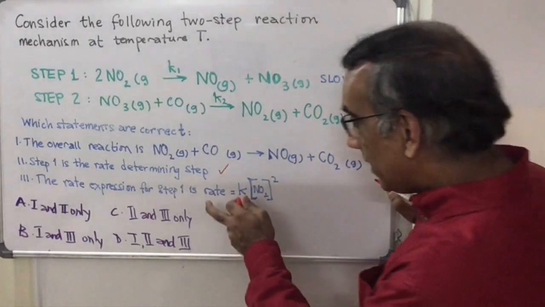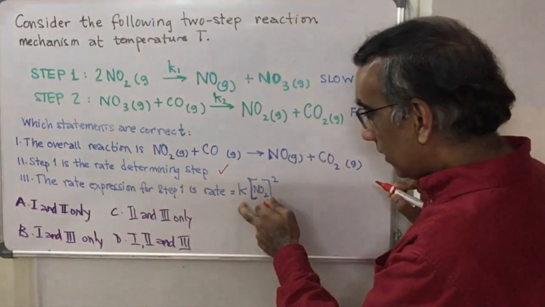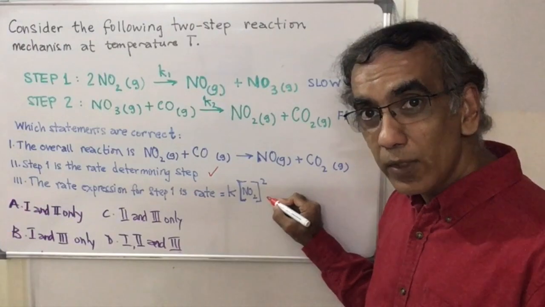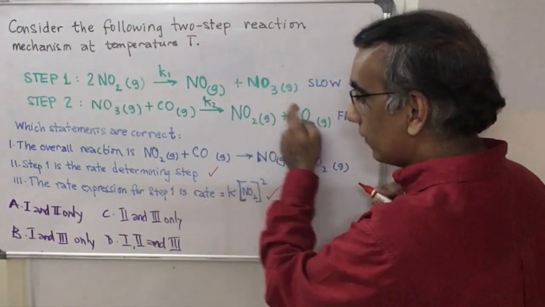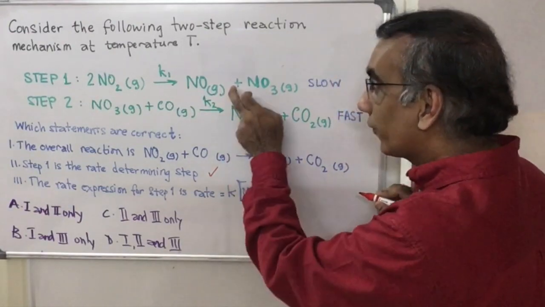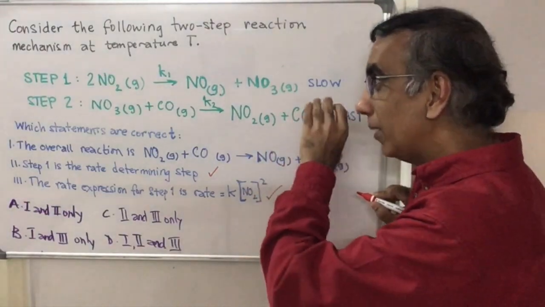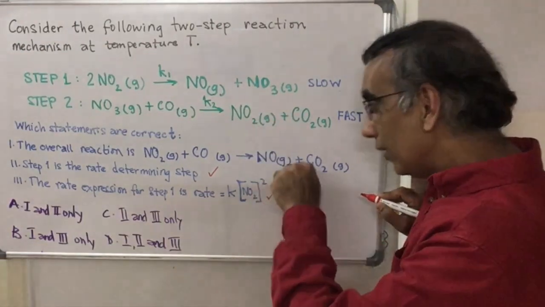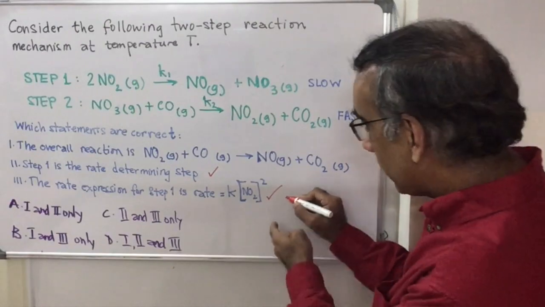Then it says the rate expression for step 1. This step is k multiplied by the concentration of NO2 squared. And this is correct because 2 NO2s go into this first step. So the rate expression could be written from a step in a reaction, not from an overall reaction, but from a particular step that's been determined experimentally and presented like this. You can derive the rate expression from that. So this is correct also.